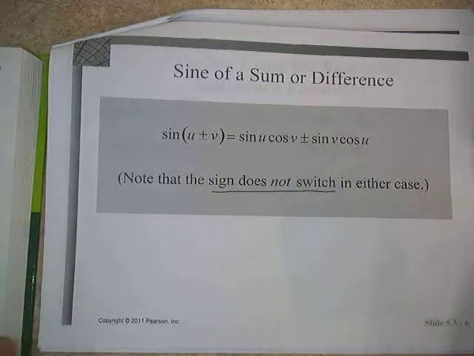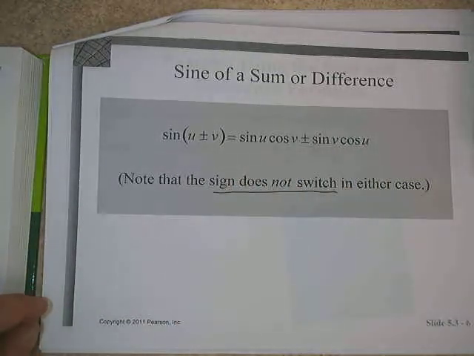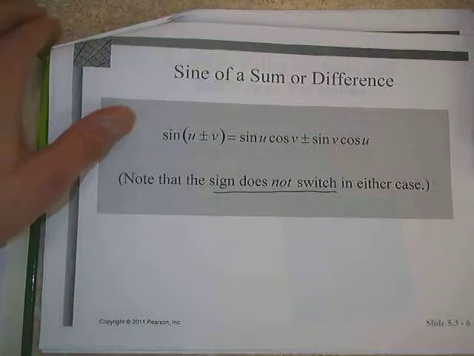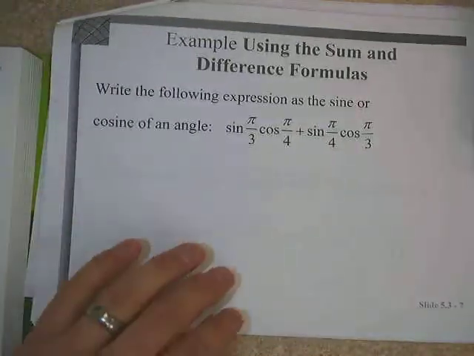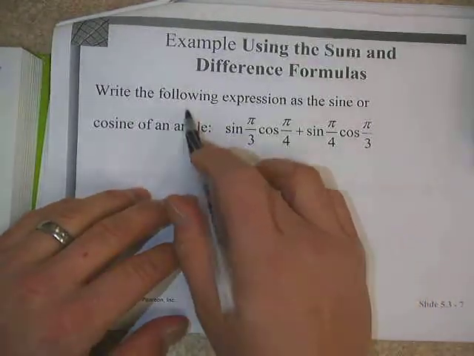If the negative sign is in here, sine of u minus v, we would have these two expressions subtracted from each other. Okay, so signs are the same when we're dealing with sine. Signs are different when we deal with cosine. Okay, so here's an example of a different type of problem.